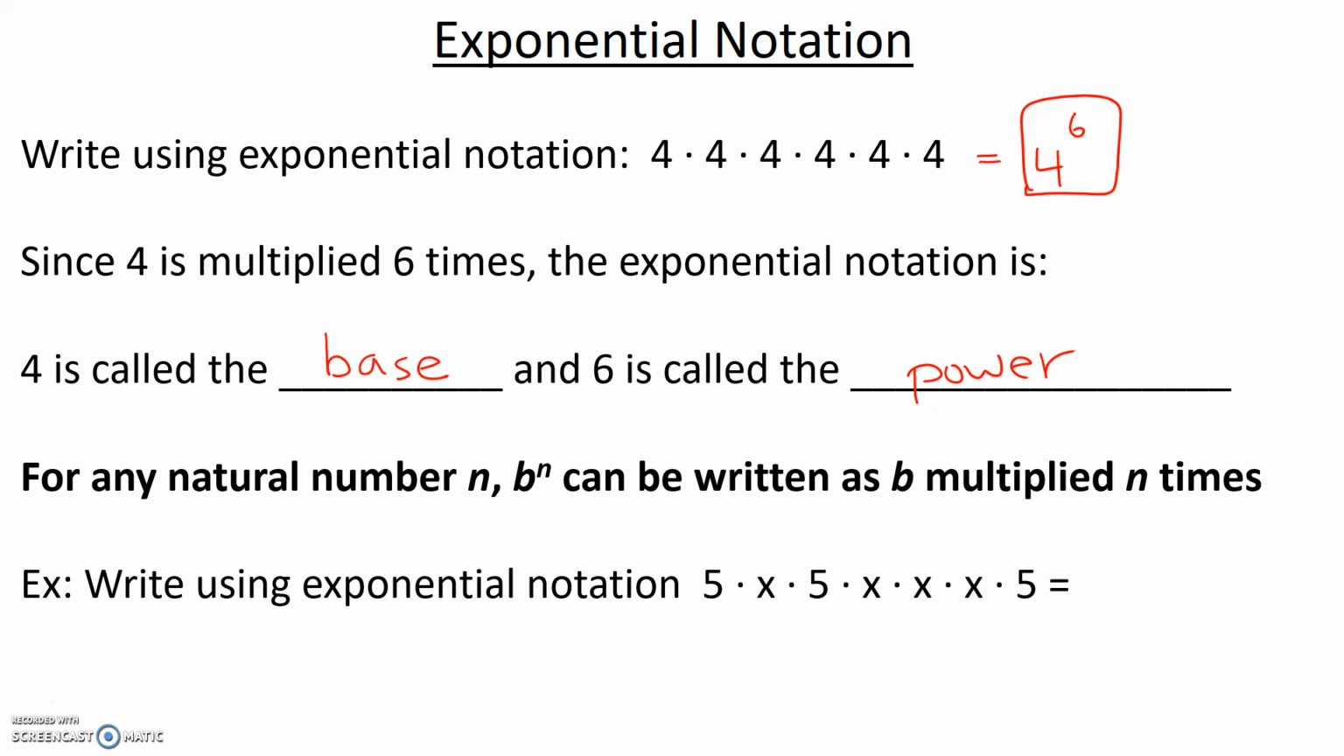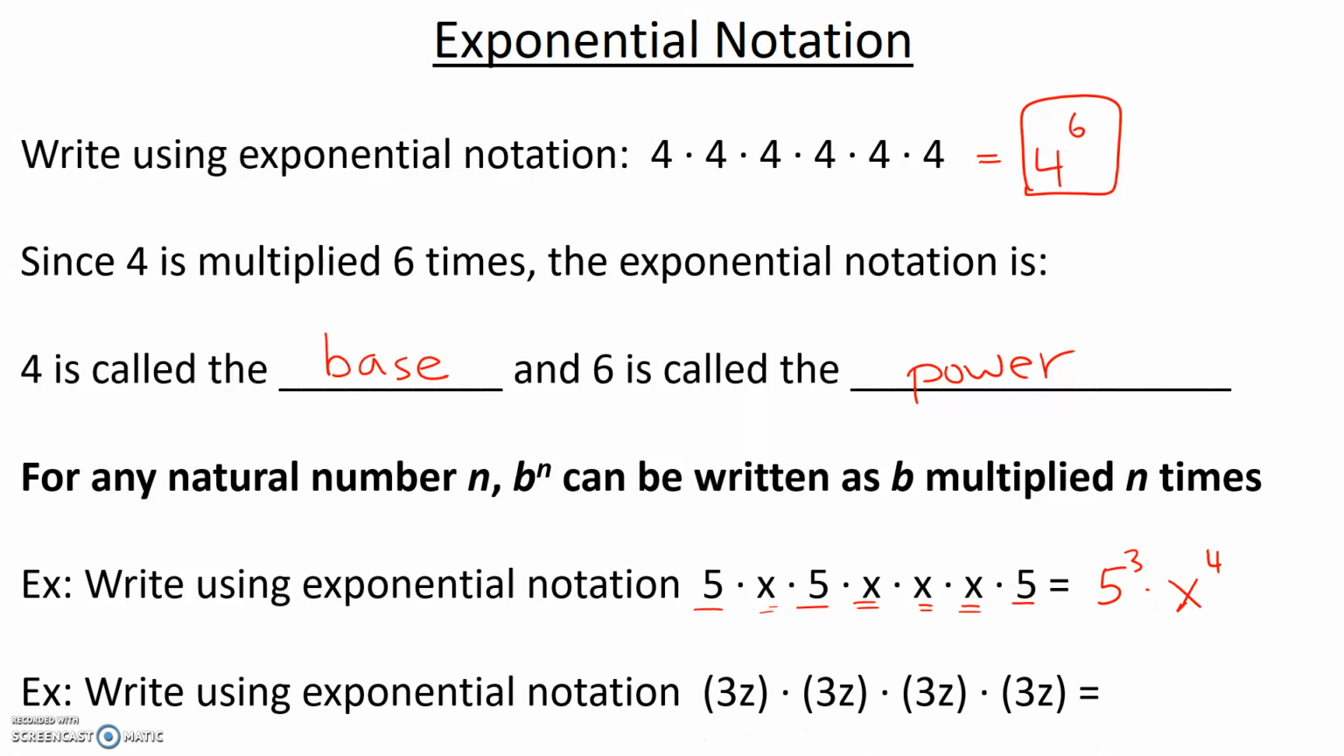Here's another example. Write the following expression using exponential notation. We're multiplying 1, 2, 3 fives. That will give us 5 to the 3rd power. We're multiplying the base x 1, 2, 3, 4 times. That'll give us x to the 4th power. So the expression 5 times x times 5 times x times x times x times 5 is 5 to the 3rd power, since we are multiplying 3 fives, and x to the 4th power, since we're multiplying 4 x's.